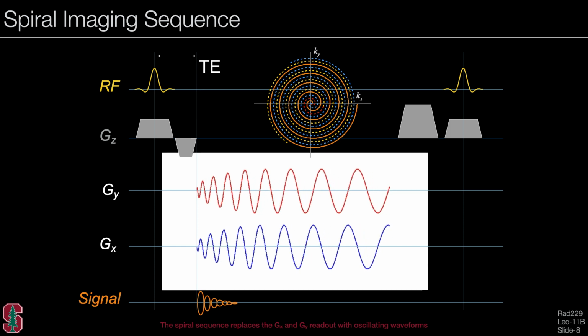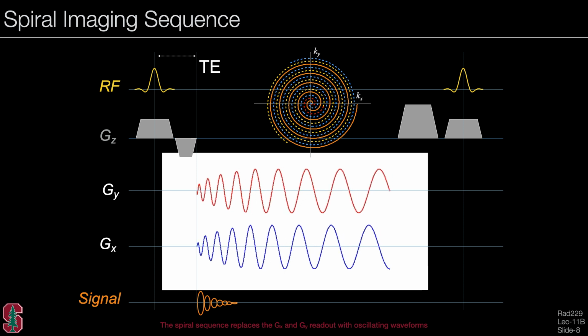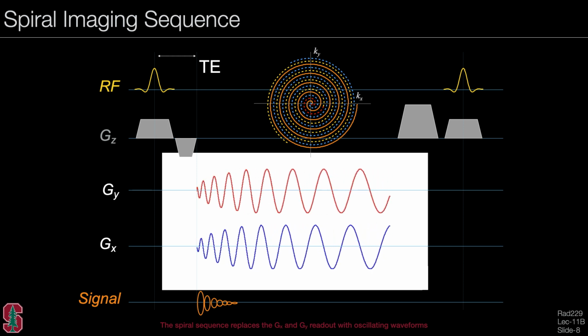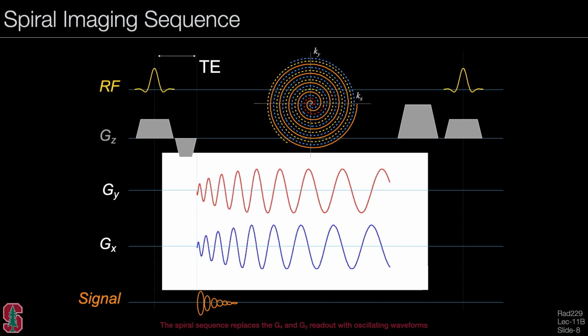And as we play the sequence, we can do different interleaves where we're simply rotating those gradients around, and the gradients look something like this.